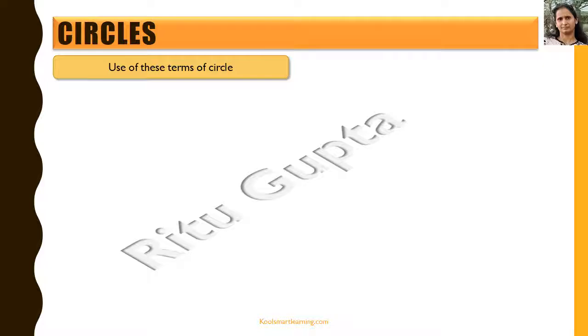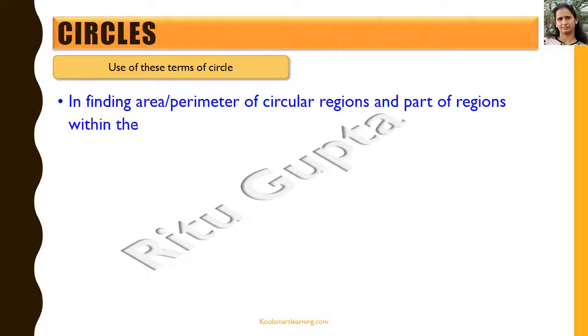So friends, we're talking about a lot of terms related to the circle. We started with the center and the radius, and then we have the circle itself, and then we have arc, minor arc, major arc, segment, sector, and a lot of terms related to it. What is the use of all these terms, and what is the use of dividing the circle into so many different terminologies and different shapes and different regions? So supposing we want to find out the area or perimeter of circular regions or a part of the region within the circle, that is where these terms are going to be very useful.